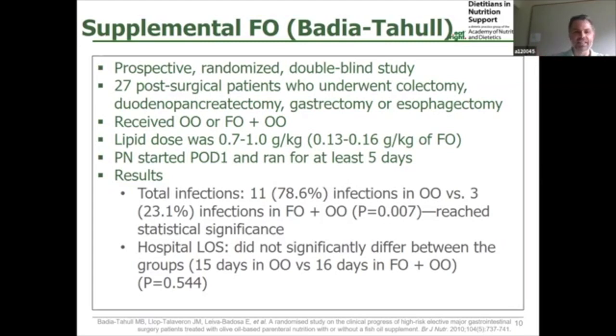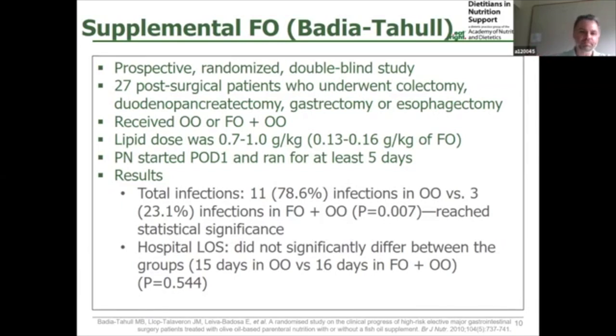And so what is not on this slide is the occurrence of sepsis. There were a total of 5 in the olive oil group and 1 in the fish oil group. So when they assessed the number of infections and the sepsis occurrence, it was a high percentage of patients. That could be because these patients underwent major GI surgery and they were really ill at the time of surgery as well.